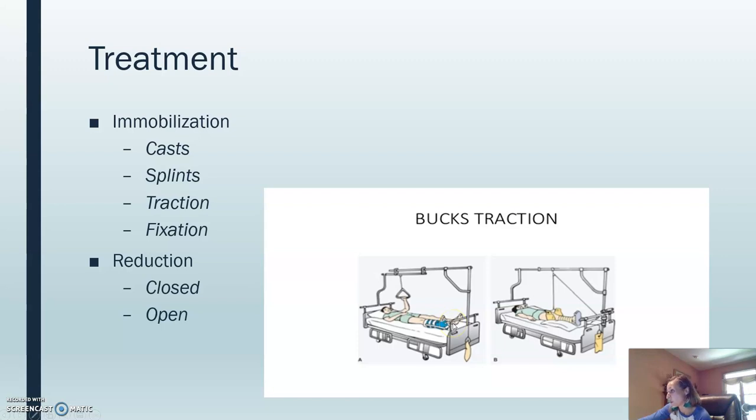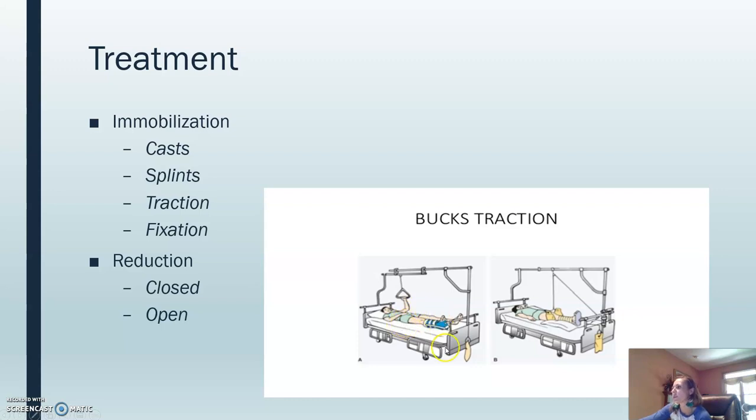Because we're pulling that bone back straight, hopefully it'll help some of the pain because it'll decrease muscle spasms. And we're probably going to keep them in that until they can go to surgery, because bones start to heal right away and we don't want it to heal abnormally and cause a deformity or maybe even have to re-break it.